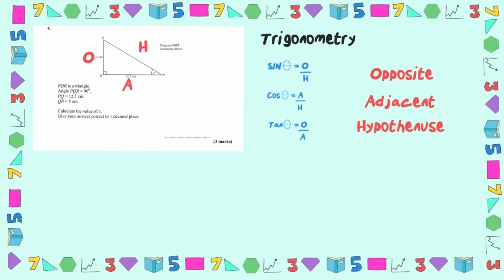Now we have to figure out which 2 letters have something next to them. As we can see, the O has the 5 centimeters, and the A has the 12.5. So those are the 2 we're going to use, the O and the A. The H doesn't have anything. So which formula uses both O and A? If you check all of them, tan angle is equal to O divided by A. So this formula is the one that has both of them in it.